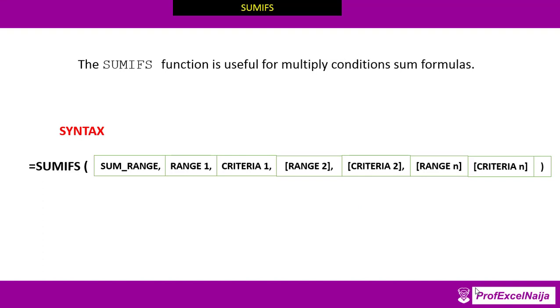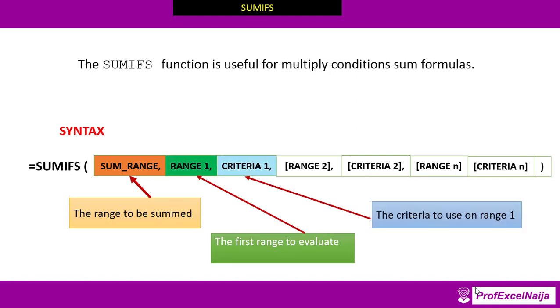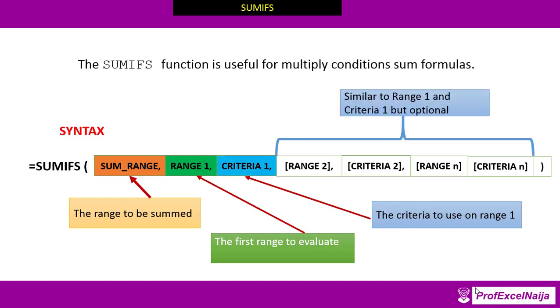The SUMIFS sums a range using multiple criteria. The first argument is the range you want to sum, followed by the first range to evaluate and the conditions you want to evaluate on the first range. You now have other ranges and criteria. The maximum we can have is 127. That is, we can sum a range based on 127 conditions.